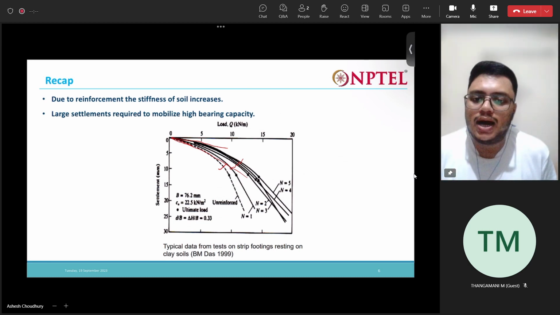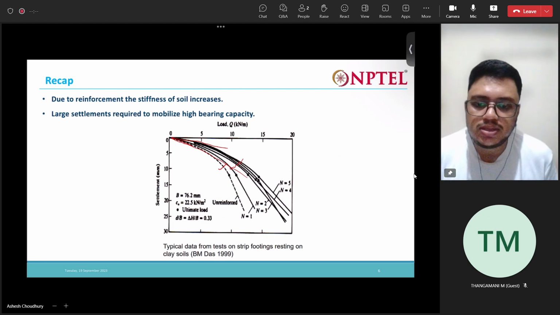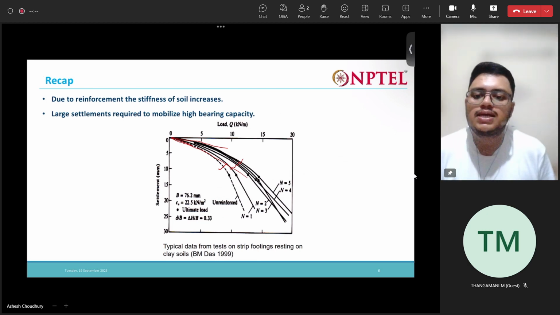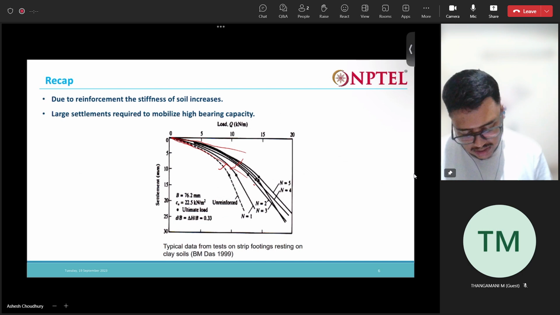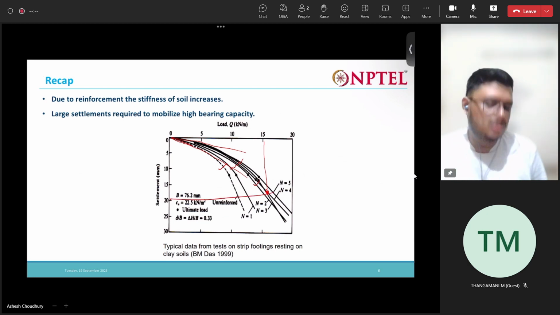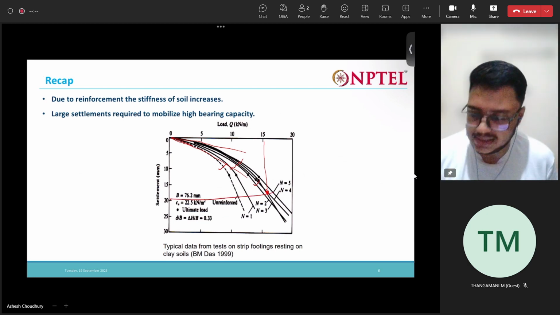Right. And one more thing, if you see here, you can see that large settlements are actually required to mobilize the high bearing capacity. So in the reinforced case, if you want to mobilize this high bearing capacity, a large amount of settlement is actually required to mobilize this.